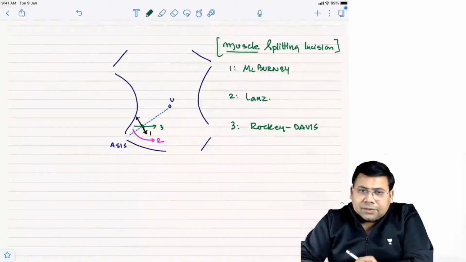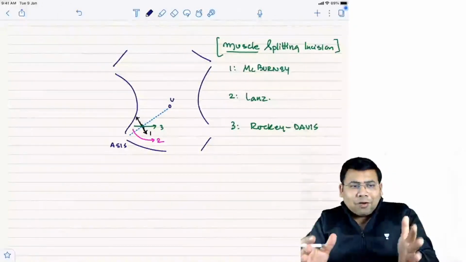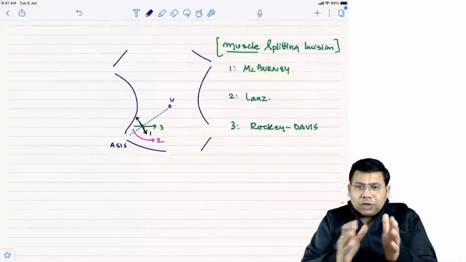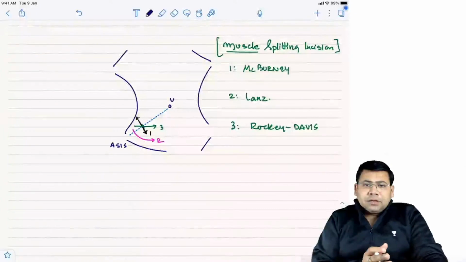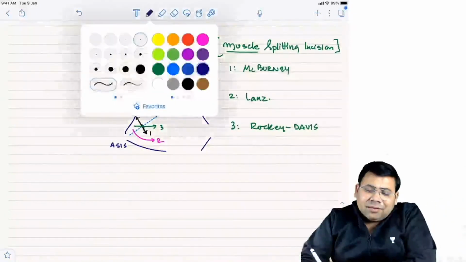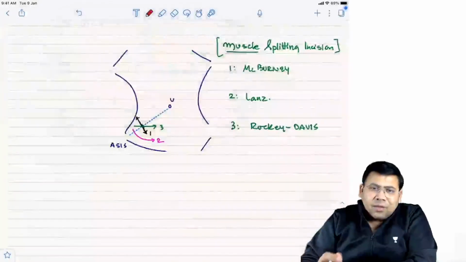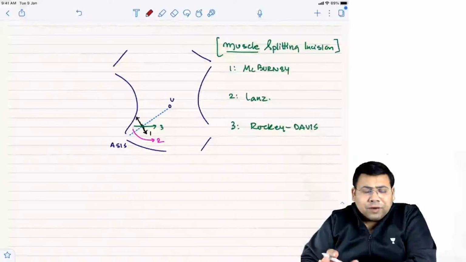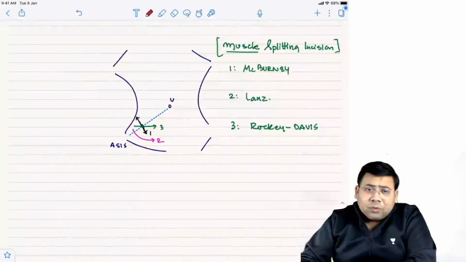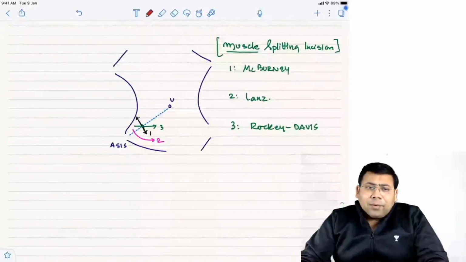Muscle splitting incision. Are you getting this? But just sometimes there is a lack of space, and then in order to create some extra space, we go for medial extensions or maybe lateral extensions. But now very rarely are people doing these things. We go for a laparoscopic appendicectomy. Why has laparoscopic appendicectomy become the gold standard? Because we don't have any problem of space. Why work with a compromised space?